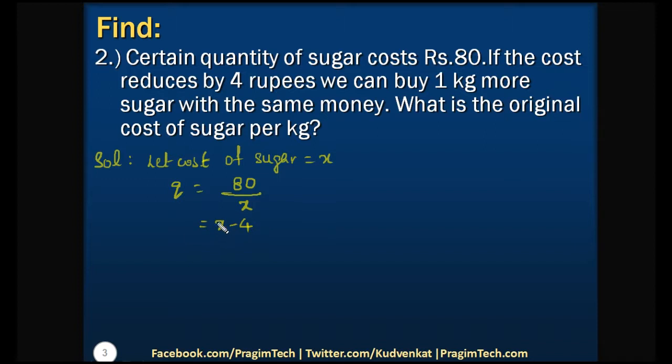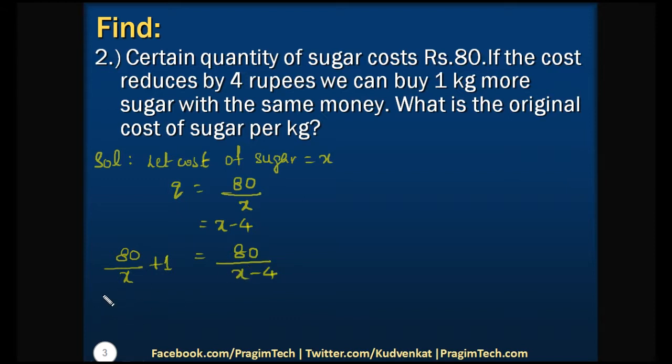But the amount we are spending is the same, right? So now the quantity is 80 divided by x minus 4. But what's the relationship between this changed quantity and the original quantity? It is given that we are getting 1 kg more. That means I can equate it to 80 by x plus 1, right? For the same amount, we are getting 1 kg more when the price is reduced by 4 rupees, right?